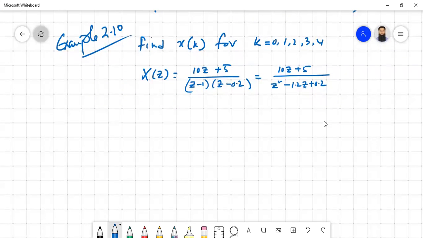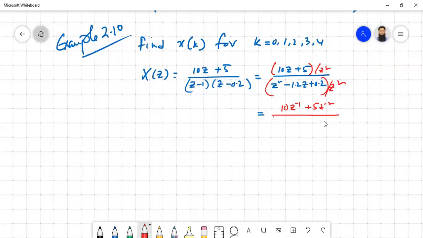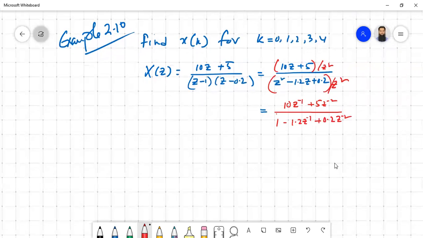So now next, as you have understood, what we have to do is take it to the other form, negative power of z. So divide both by your higher power, that is z square. That will give us 10 z to the power minus 1 plus 5 z to the power minus 2, and in the denominator, 1 minus 1.2 z inverse plus 0.2 z to the power minus 2. Now we are ready for the direct division.